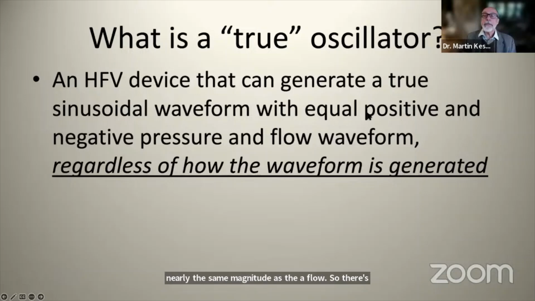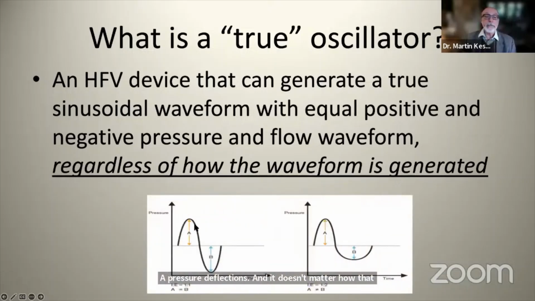So there's been much discussion over the years about what constitutes a true oscillator, and there's been some misinformation and misconceptions out there because the baby does not care how the waveform is generated. The baby's lungs care about what the waveform looks like. And so what makes a true oscillator is a device that can generate a true sinusoidal waveform with equal positive and negative pressure deflections. And it doesn't matter how that is generated.